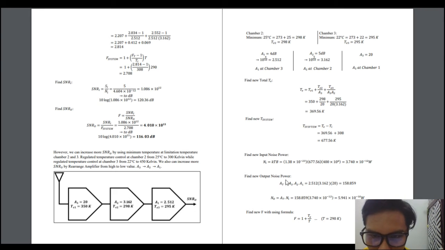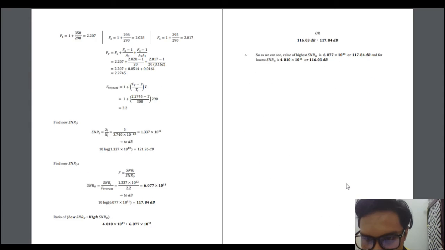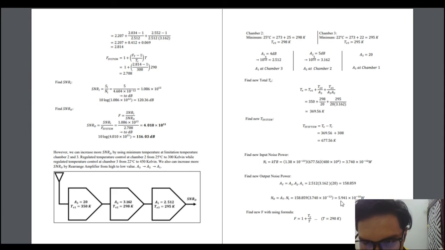For the new output noise power, the gain is also the same, 158.859 for the total gain, and for the output noise power we get 5.9541 multiplied by 10 to the power of negative 10. So the noise power is also lower than the first question: 7.311 for the first question, while for the second it is 4.941.